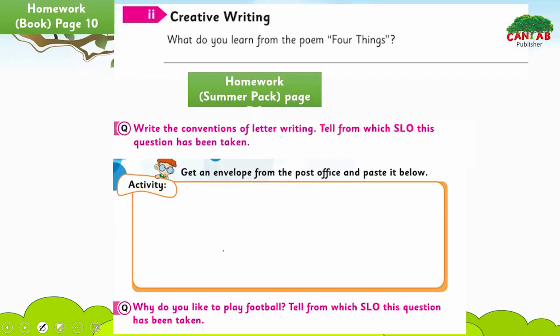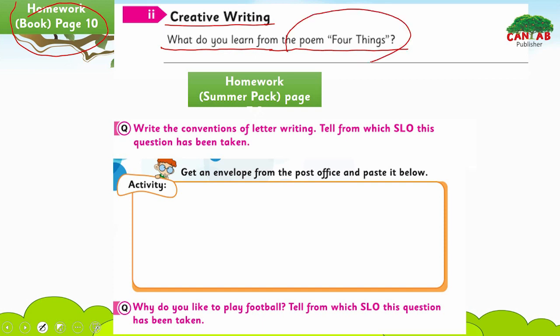So here students, there is homework on book page number 10 of creative writing. What do you learn from the poem 4 Things? Here you have to mention what you have learned in the poem 4 Things. You have learned the main 4 things that a person should apply on himself. So you have to write it down in your own writing.